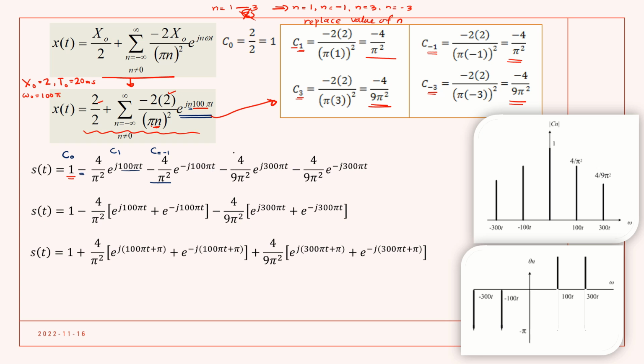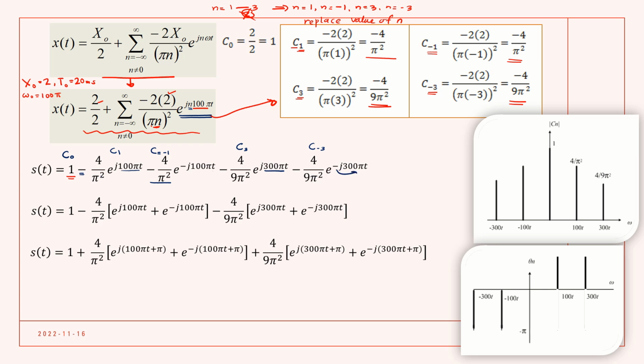Okay, and then n is 3. When n is 3, the value is still negative, negative 4 over 9 pi squared. 4 over 9 pi squared. So your exponential now is going to be 3 multiplied with 100, so it's going to be 300 pi t. And then the next component is n equal to -3. So the value is -4 over 9 pi squared. And then the exponential, since it is -3, -3 multiplied with 100 becomes -300.